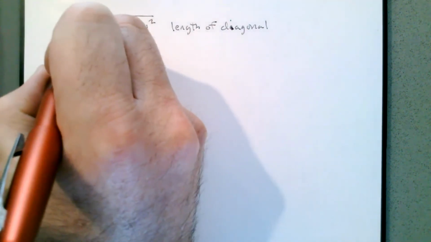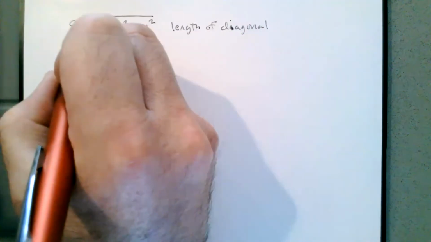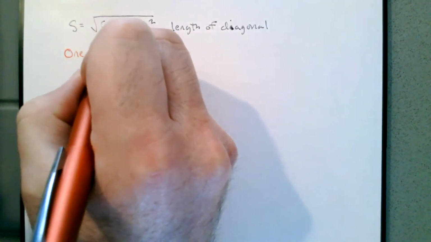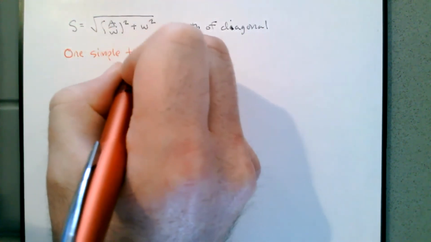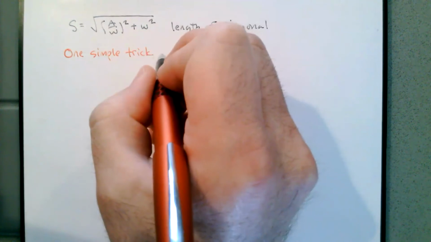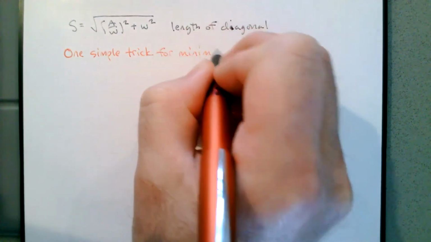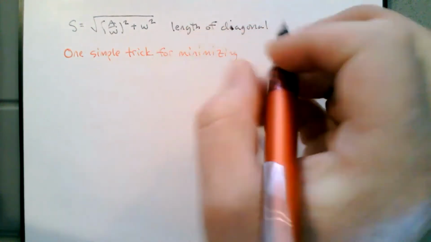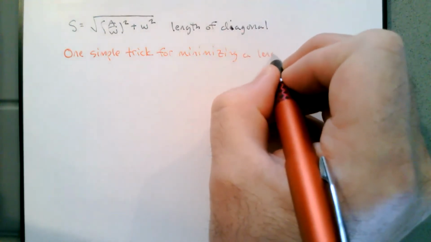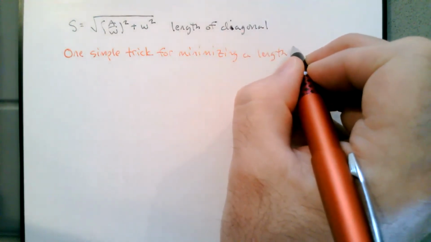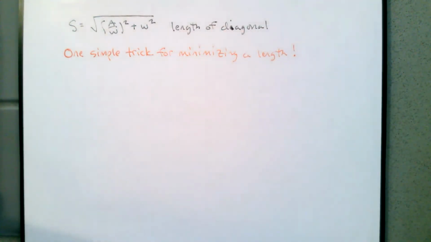Oh, I've got to speak in terms of clickbait titles. One simple trick for minimizing a length. Clickbait. 2021, I should use more clickbait. One simple trick for minimizing a length: minimize the square of the length instead.